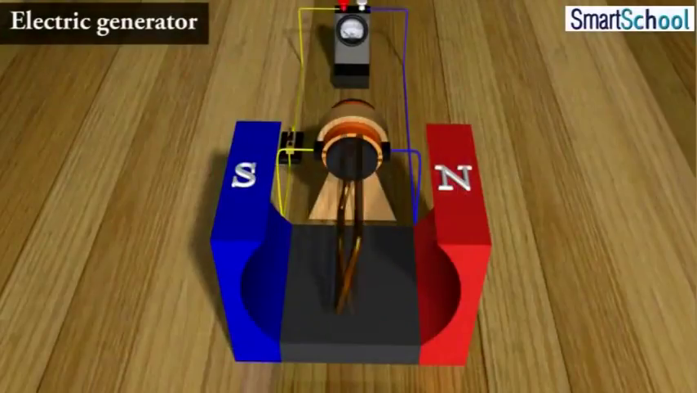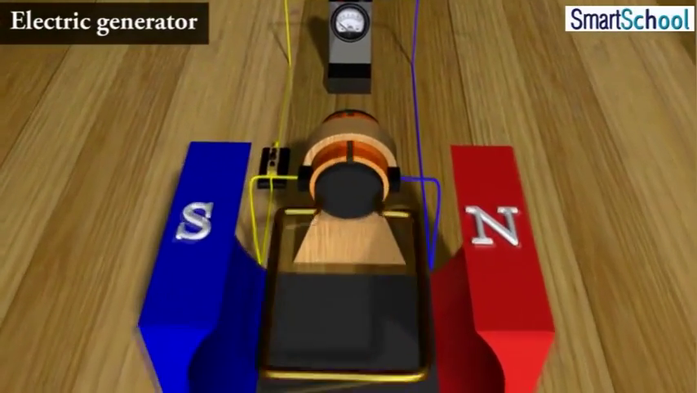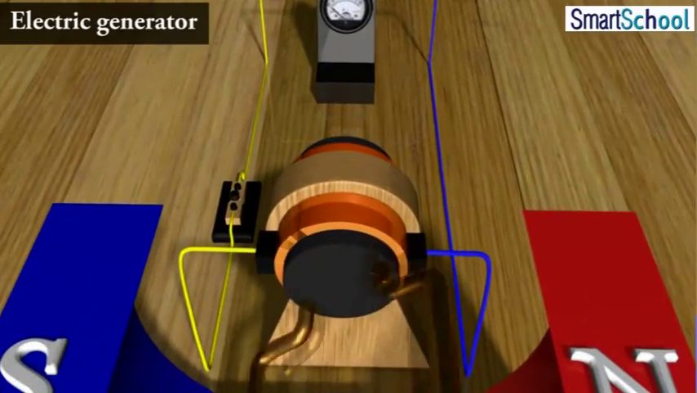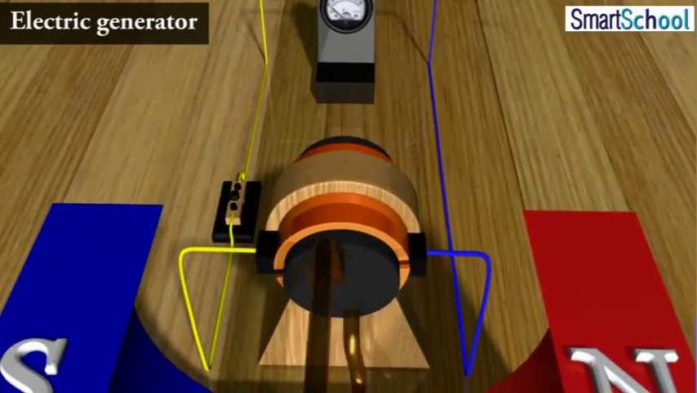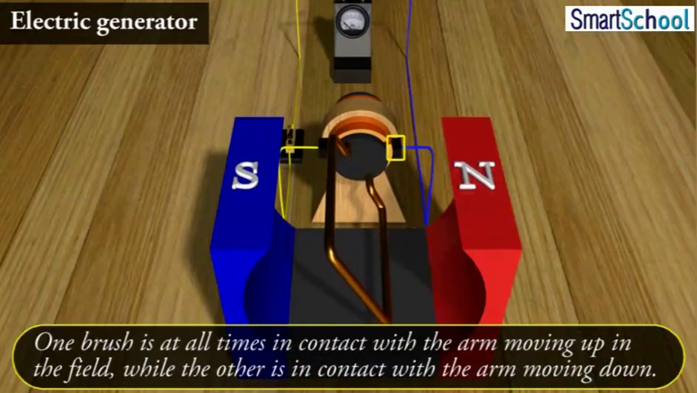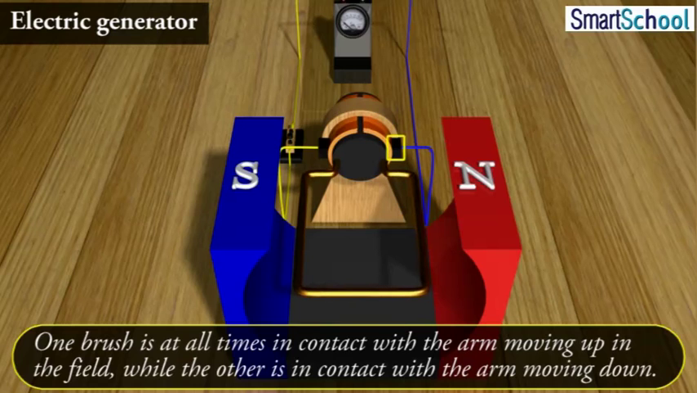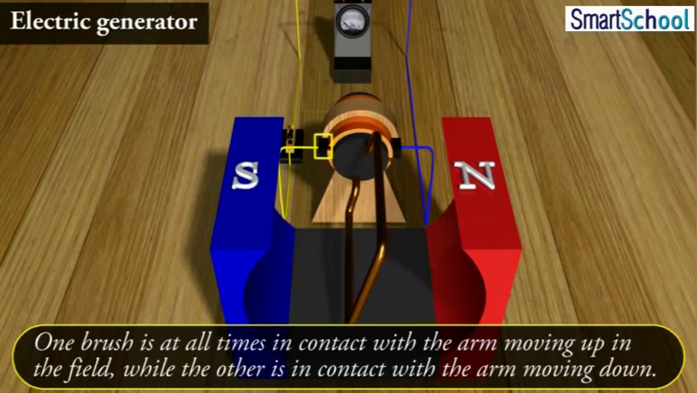To get a direct current, or DC, which does not change its direction with time, a split ring type commutator must be used. With this arrangement, one brush is at all times in contact with the arm moving up in the field, while the other is in contact with the arm moving down.